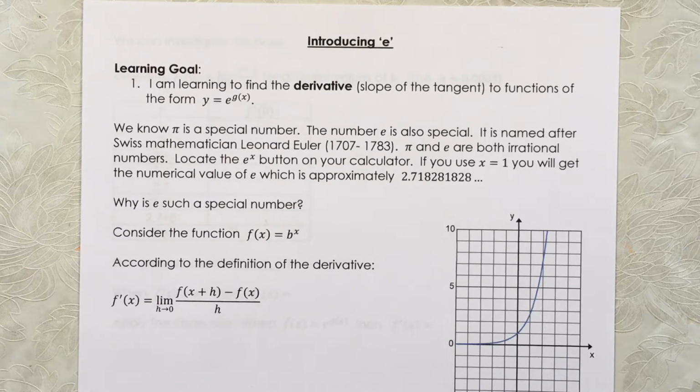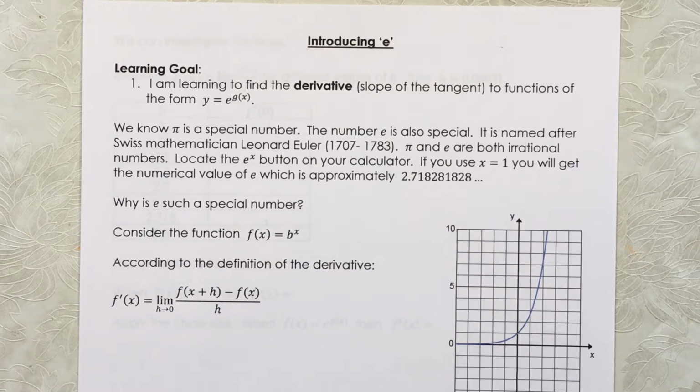So we're starting off. This lesson is called Introducing E, and our learning goal is to find the derivative, meaning the slope of the tangent, to functions of the form y equals e to the exponent g at x. These are exponential functions, but instead of the base being 2 or 3 or 4, it's the number e, which we're going to find out about or learn about in this lesson.